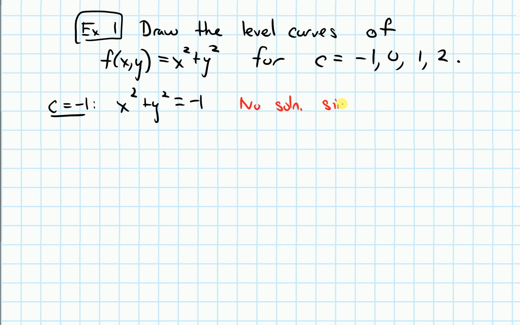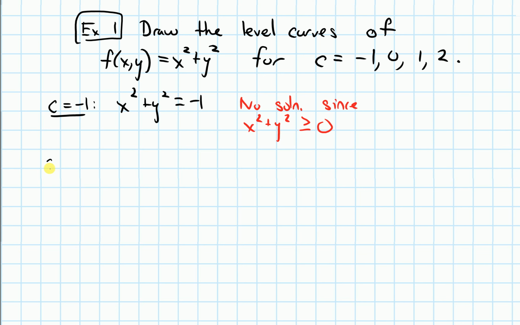No solution, since when you square something like x squared, we get a non-negative number. This is always greater than or equal to 0. So x squared is greater than or equal to 0. Y squared is also going to be greater than or equal to 0. So when you add two non-negative things together, we get something that is greater than or equal to 0. So there's no way it's going to be equal to -1.